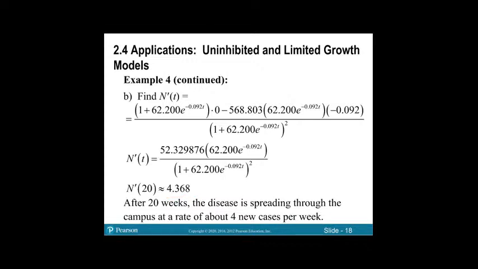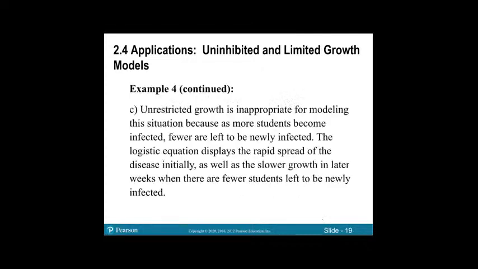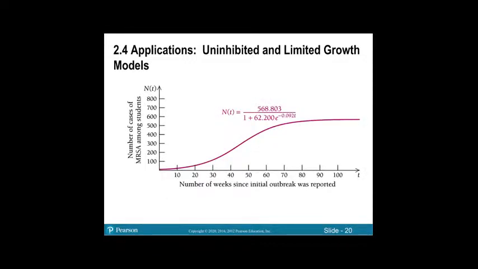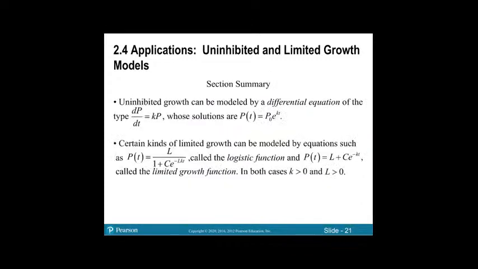So unrestricted growth is inappropriate for modeling the situation because as more students become infected, fewer are left to be newly infected. The logistic equation displays the rapid spread of the disease initially, as well as the slower growth rate in later weeks, when there are fewer students left to be newly infected. Okay, that's kind of interesting. And then we have a graph that is going to look something like this. And that's it. I know it was a little choppy, but we're going to go with it for now.